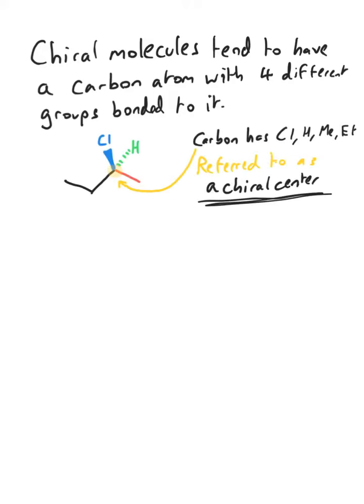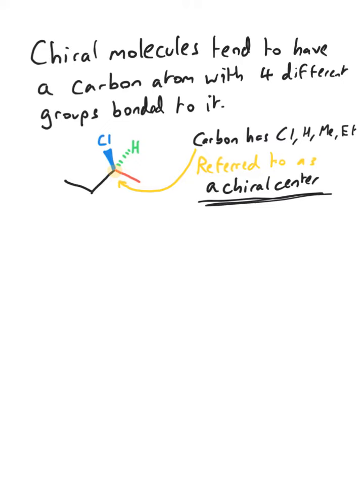Chiral molecules tend to have a carbon atom with 4 different groups attached to it. So for example, in this structure here, this carbon has chlorine, hydrogen, a methyl group, and an ethyl group bonded to it. We would refer to this carbon as a chiral center.